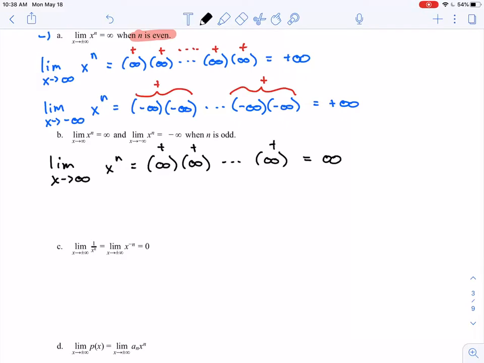The new case, the one that's perhaps a little bit different here, says, all right, now this time, if x approaches negative infinity of x to the nth, this time we're going to approach negative infinity.